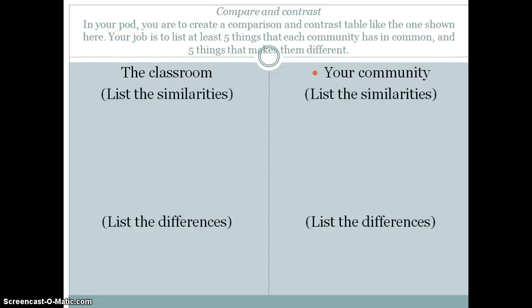Now that you have heard from each pod what is meant by the word community and what they think makes up a community, I want each pod to create a comparison and contrast table like the one shown on the screen. You are to list 5 things that each community has in common and 5 things that make them different. Each pod will share their findings with the class.